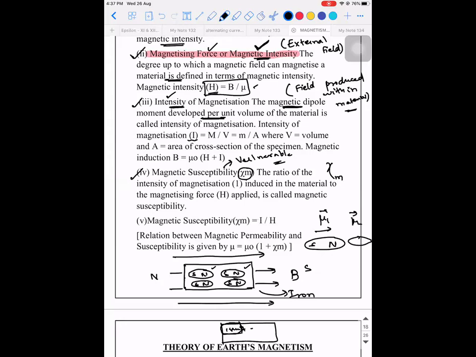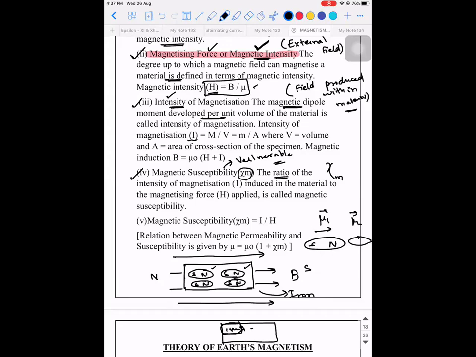So magnetic susceptibility means the extent to which a material can get easily magnetized. I'm talking about the basic thing, not the technical definition. Vulnerable means how easily something can get affected, and susceptibility is a synonym of it. Technically it is defined like this.